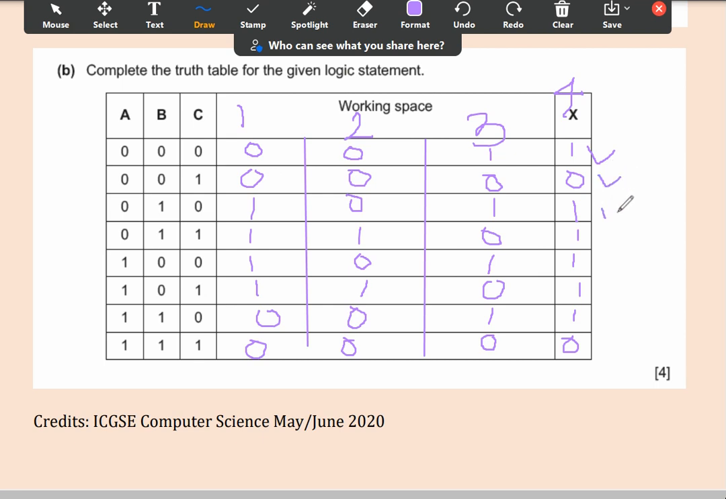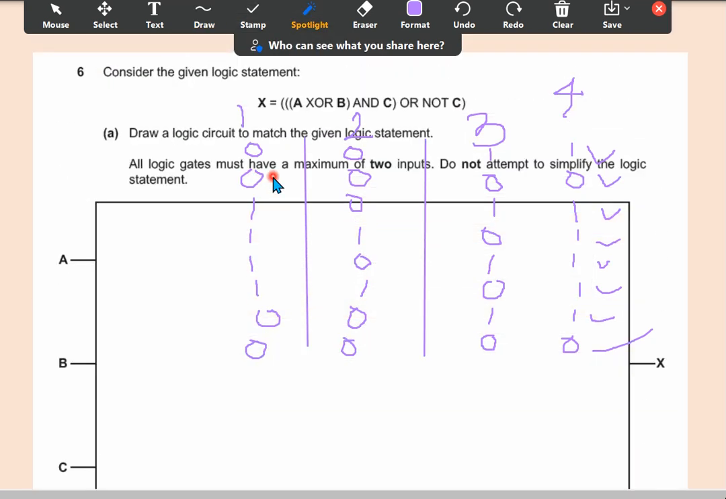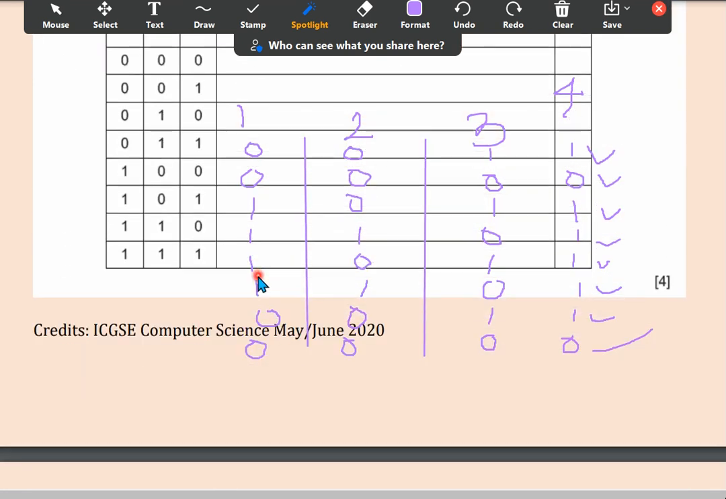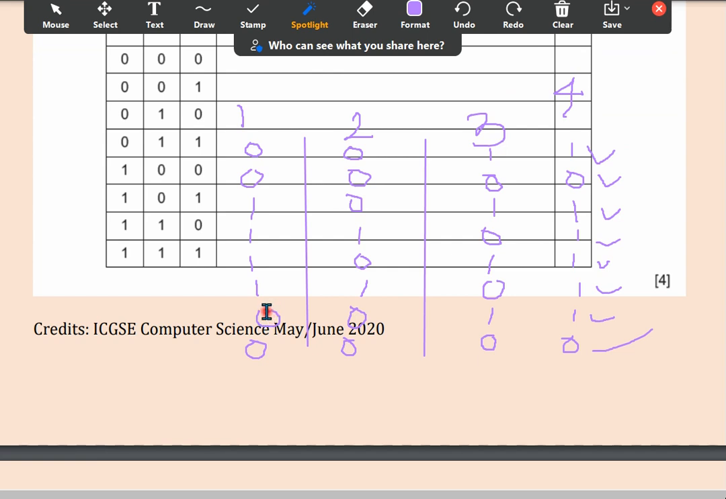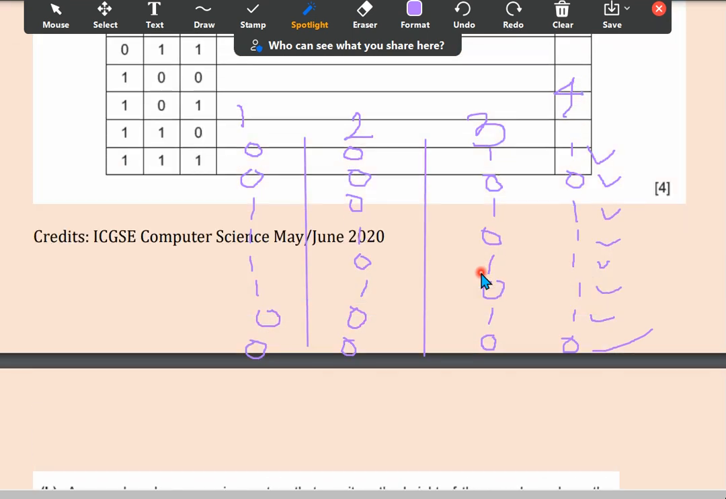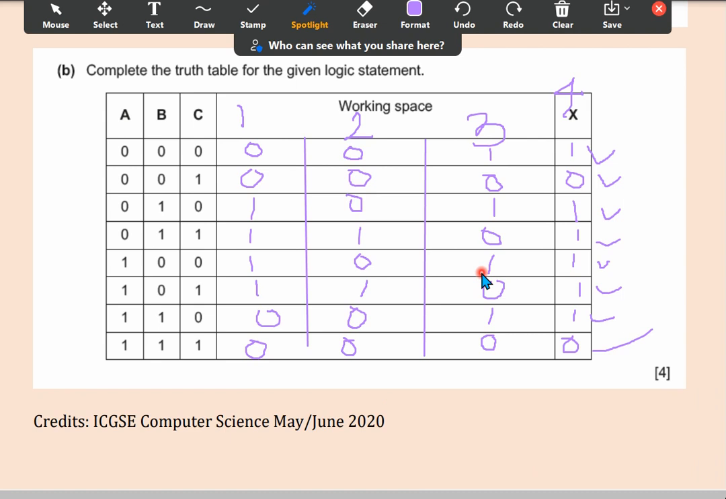Therefore, these are now the correct outputs. So all in all, we have this complete truth table for the entire logic statements required in this number 6 question of the ICGSE May June last year exam. All right, so that's it.